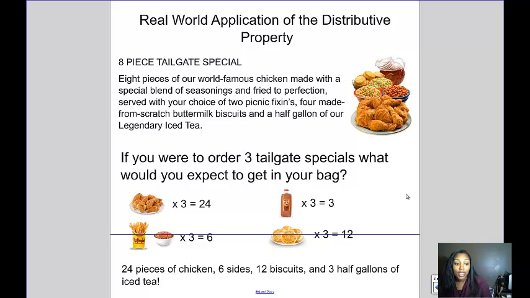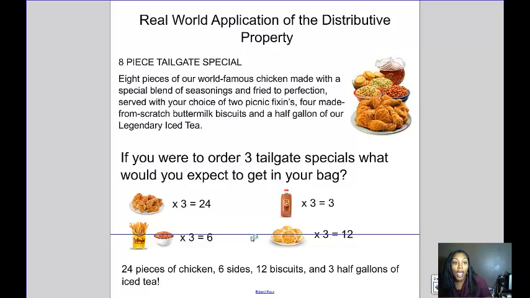Well, you would expect that you would multiply everything that's in one tailgate special by 3. So you'd have the 8 pieces of chicken, but because you ordered 3, you'd multiply that by 3, and you should get 24 pieces of chicken. Then 1 half gallon of iced tea, but then you ordered 3 of them, so you should have 3 half gallons. And then you have fries and dirty rice, and you should end up with 3 of each of these, so you should basically have 6 total sides. And then you have 4 biscuits in just one, so if you order 3, you should have 12 biscuits.